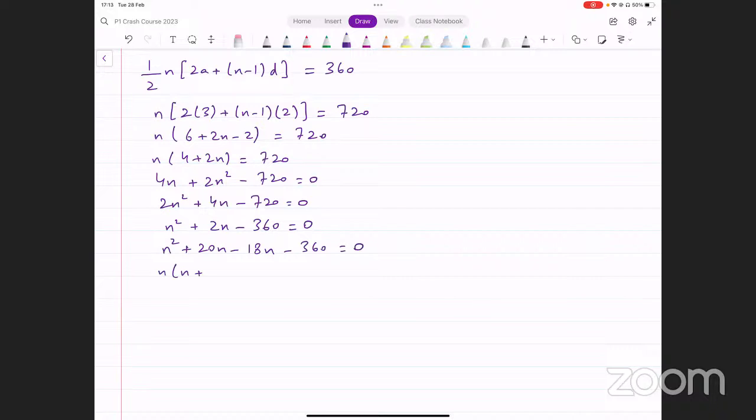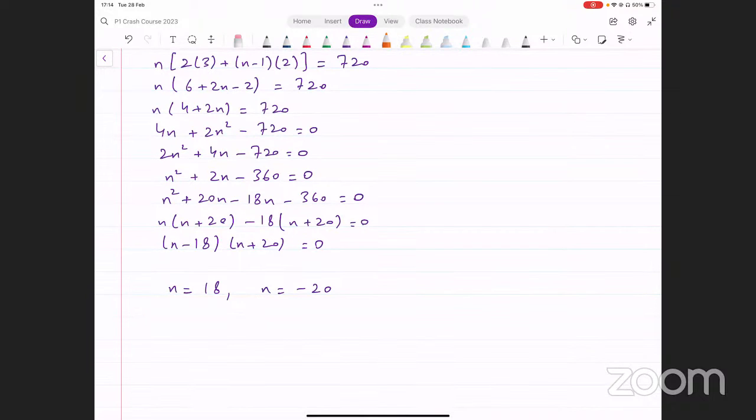We get one factor, that is n into n, that's n plus 20, and the other is going to be n minus 18. So it's n minus 18 into n plus 20 equal to 0. That means either n equals 18 or n equals minus 20. Now, since n represents the number of terms, the value of n cannot be negative, so we say this is not possible. So the only value of n that we have in this case is n equal to 18. This is our final answer here.